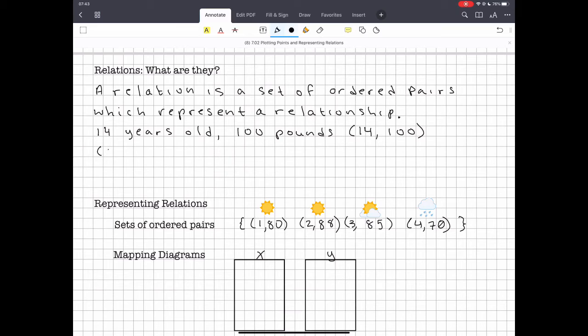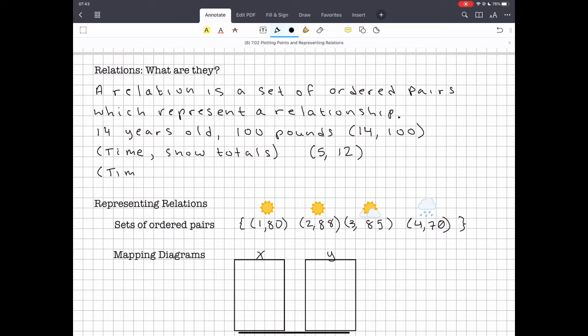We could also have relationships between time and snow totals. So for example, it may snow for 5 hours and we end up with 12 inches of snow.